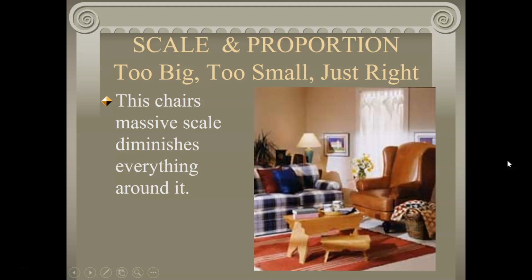Scale and proportion: too big, too small, just right. So everything's in proportion, and then they have this massive chair right here. So this chair, massive scale, diminishes everything around it because all you see is this chair. If it was smaller, it would fit in, but the boldness and the height of the chair and the fabric of the chair just makes your eye go right to that.